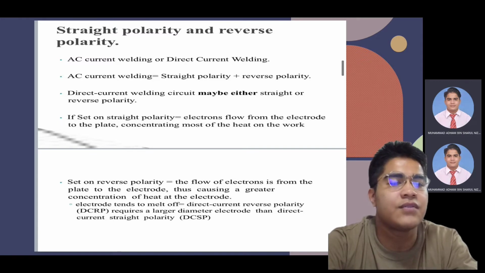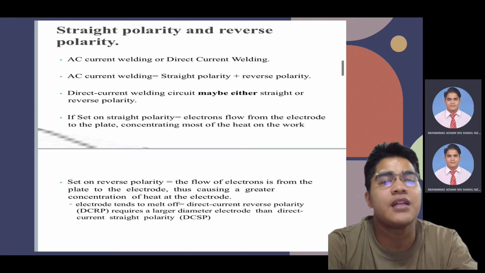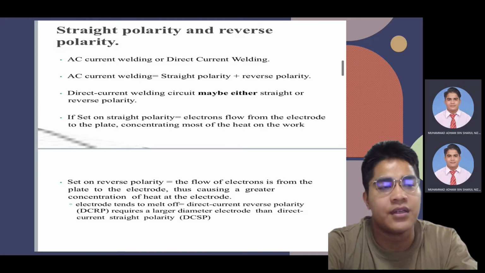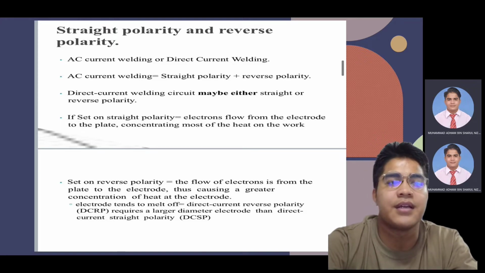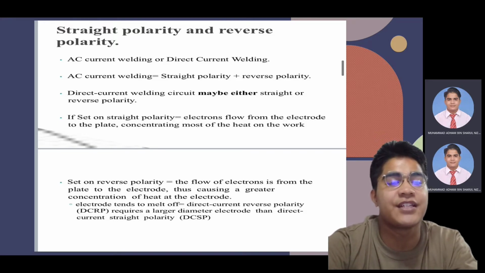Direct current reverse polarity, DCRP, requires a larger diameter electrode than direct current straight polarity, DCSP. That's all for my topic. I will pass to Tinesh.